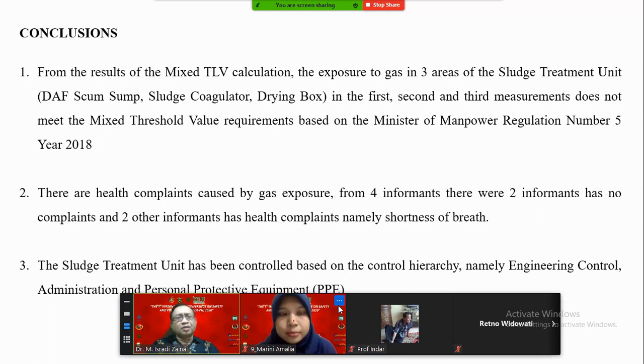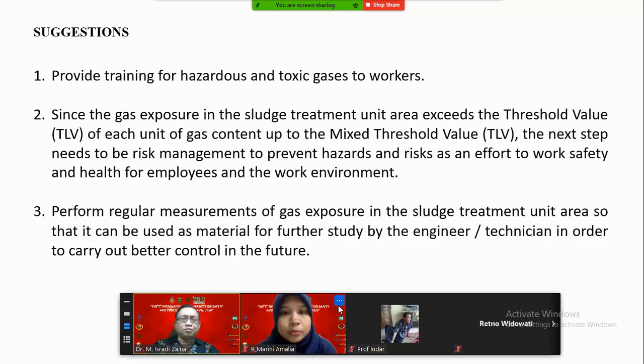Conclusion: from the results of the mixed TLV calculations, the gas exposure in three areas of the sludge treatment unit does not meet the mixed TLV value. It means unsafe conditions based on Manpower Regulation number 5 of 2018, and there are health complaints caused by gas exposure: of four informants, two had no complaints and two had complaints. The sludge treatment unit has been controlled based on the control hierarchy, namely engineering control, administration, and PPE.